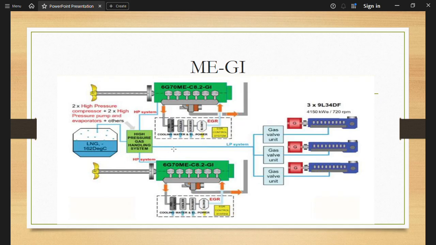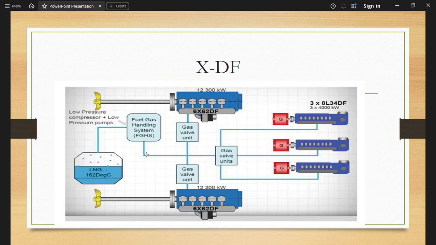and through the LP here you have EGR, what is known as exhaust gas recirculation, for both the engines. Okay, so then it will become tier 3 compliant. So that is also a difference between gas admission and gas injection engine. It is not tier 3 compliant without EGR. Okay, so that is the difference. When we speak about XDF, you see here low pressure compressor plus low pressure pumps, LNG, and then the fuel gas handling system.